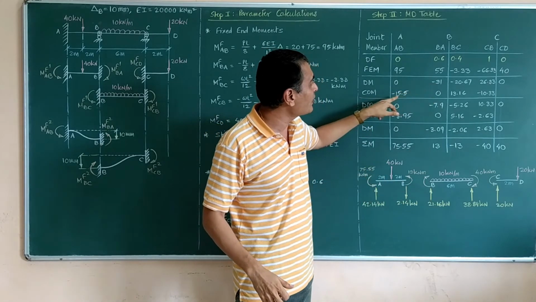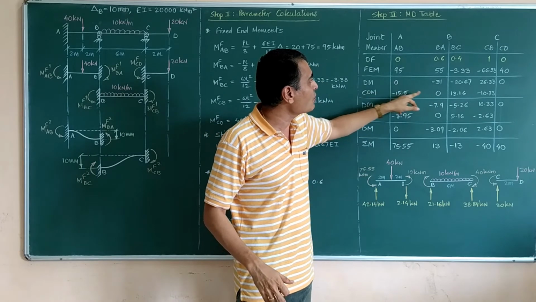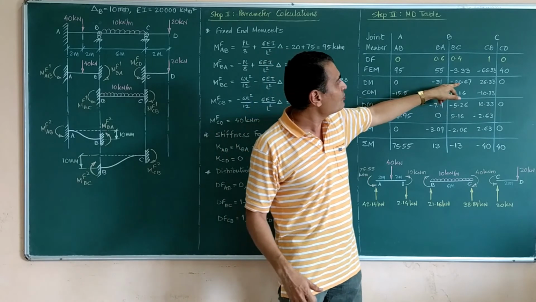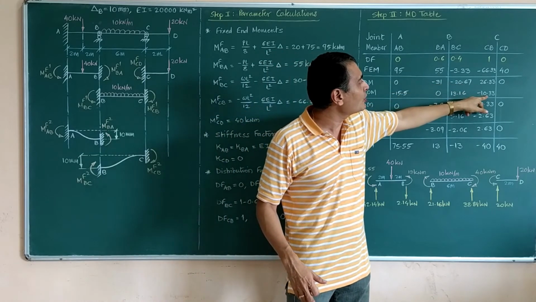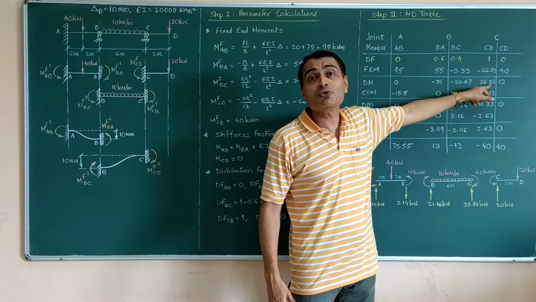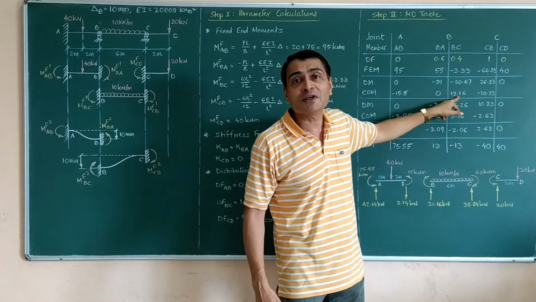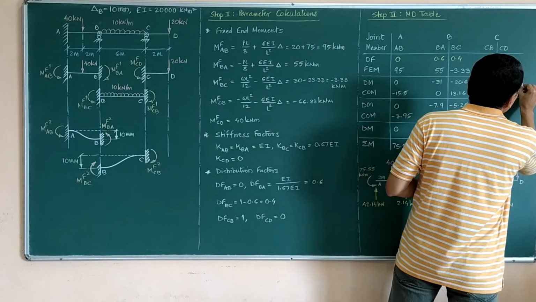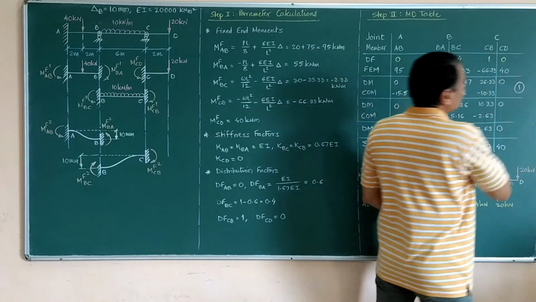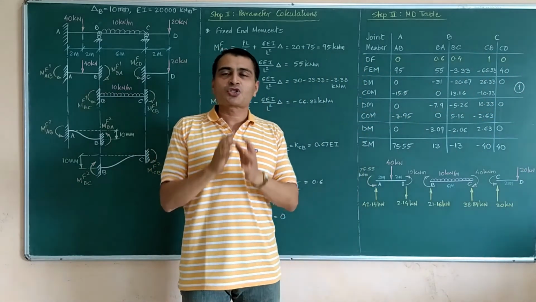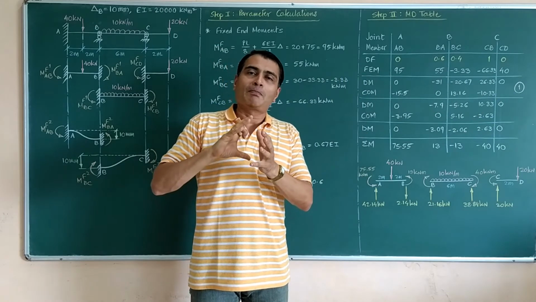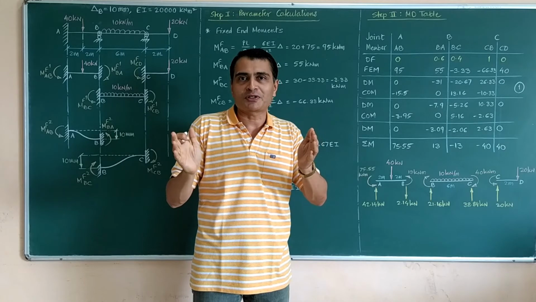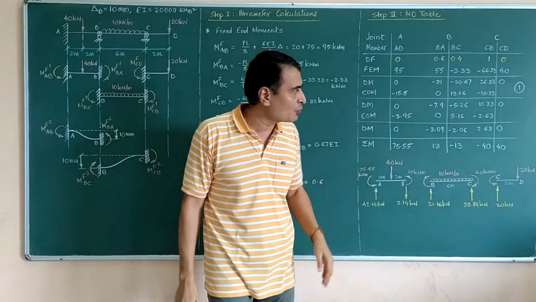Half of negative 31 coming here, half of 0 and 0 going here. Half of negative 20.67 going there, half of positive 26.33 coming here. So my first cycle is over. Imbalance was found, balance was imposed, moments got distributed, moments got carried over. That is my cycle 1.